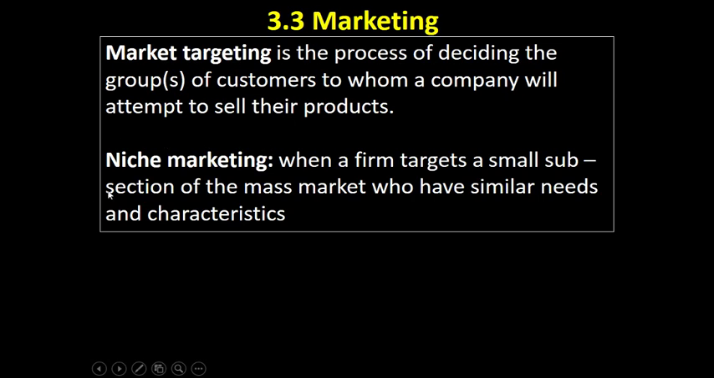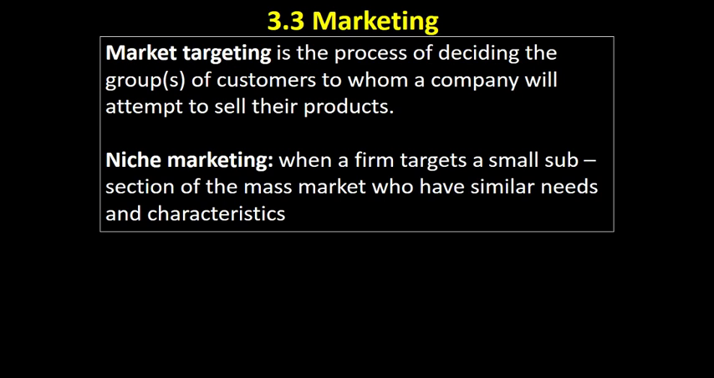The mass market was when we thought there's little scope for differentiating our product, so we're going to target everyone, or as many people as possible within a mass market. Niche marketing occurs when a firm targets a small subsection of the mass market who have similar needs and characteristics.